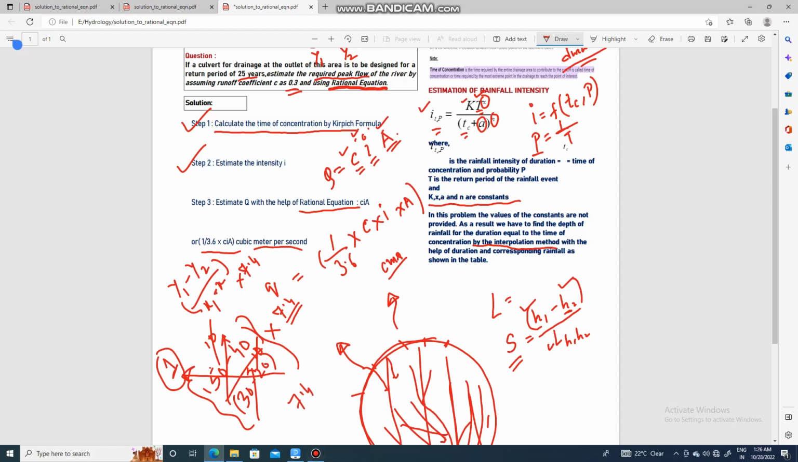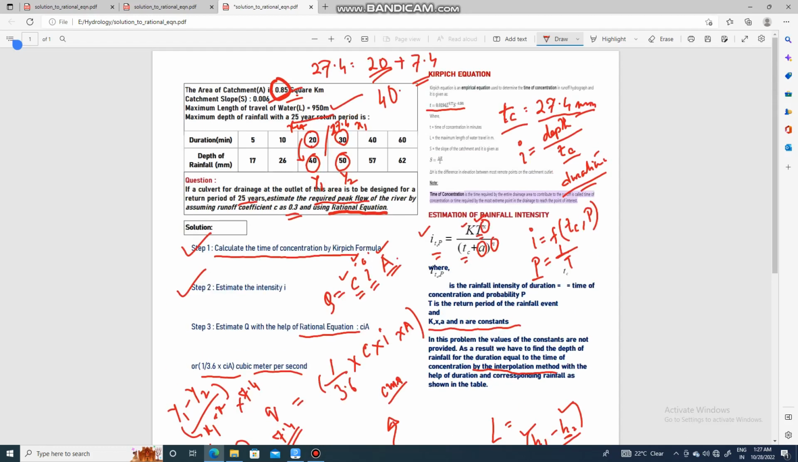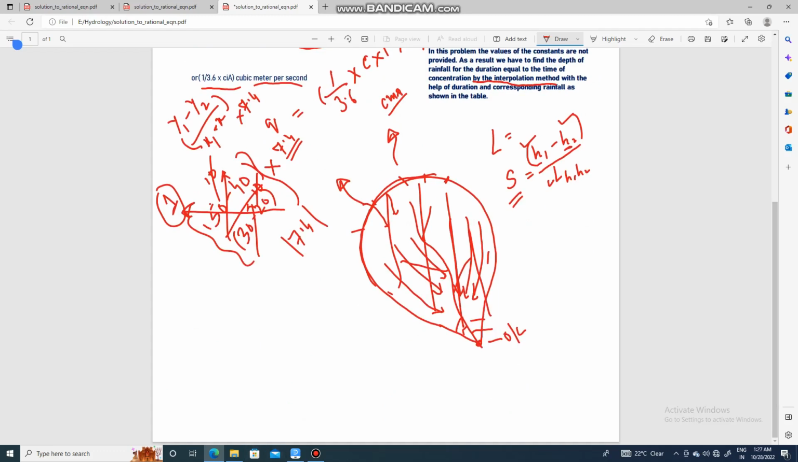This is the interpolated rainfall. As I already said, 20 corresponds to 40, so 40 is available; just add the interpolated part, which is 7.4 here. So the resultant will be 47.4. So this is your rainfall.